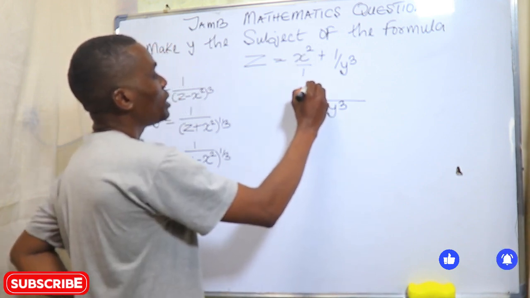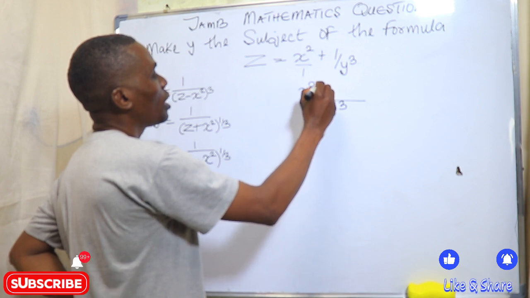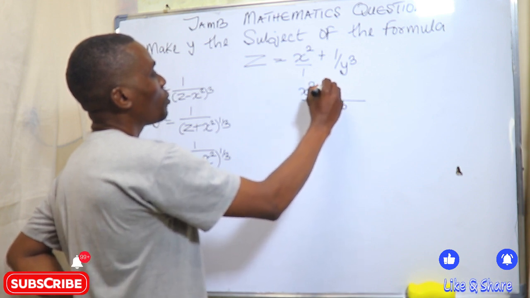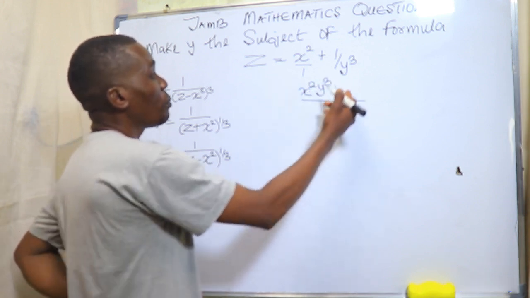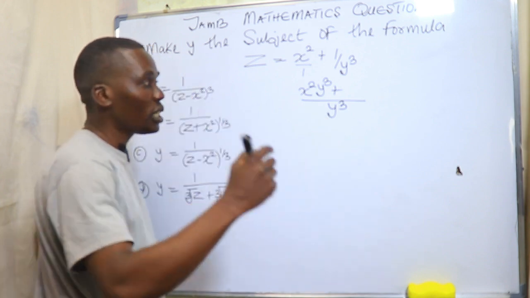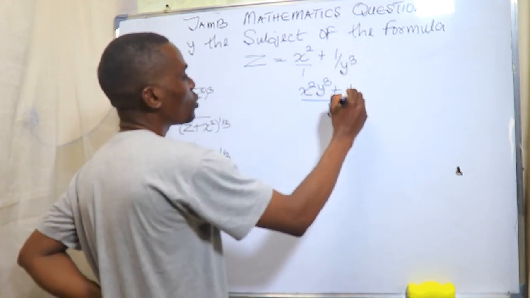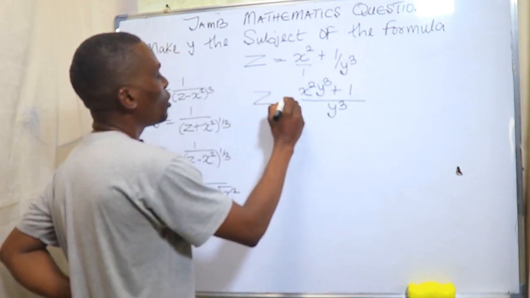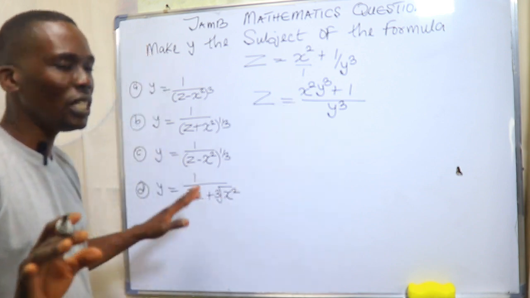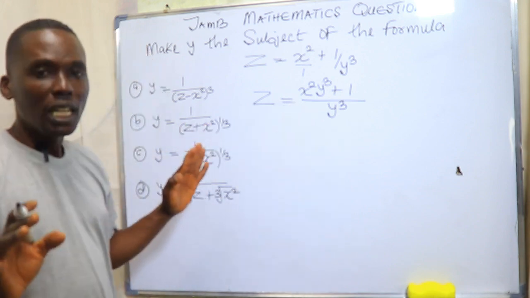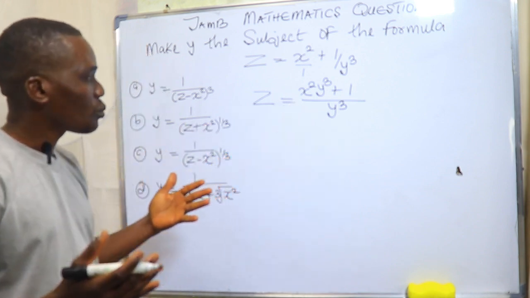If we multiply them, this will give you x squared multiplied by y to the power of 3 plus y to the power of 3 divided by y to the power of 3, which is 1. 1 times 1 will give us 1. So our z now will be equal to this thing. So you see, we have not arrived at the answer yet.